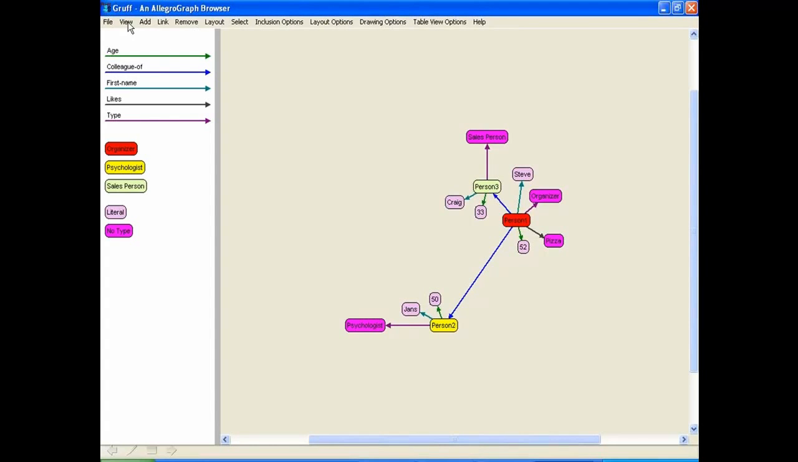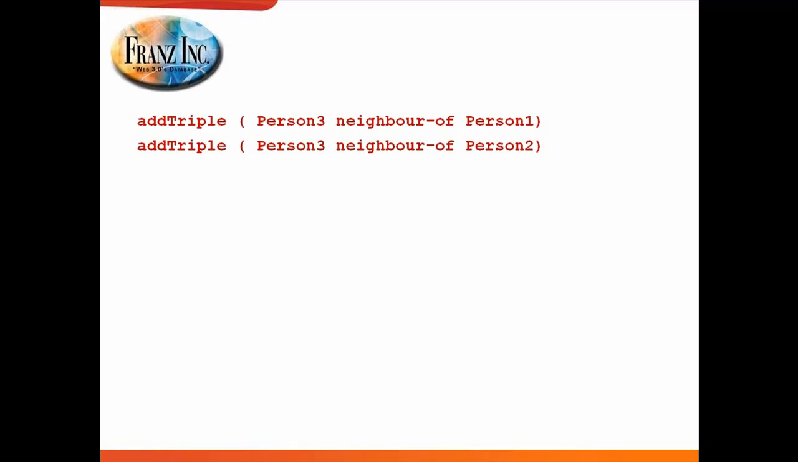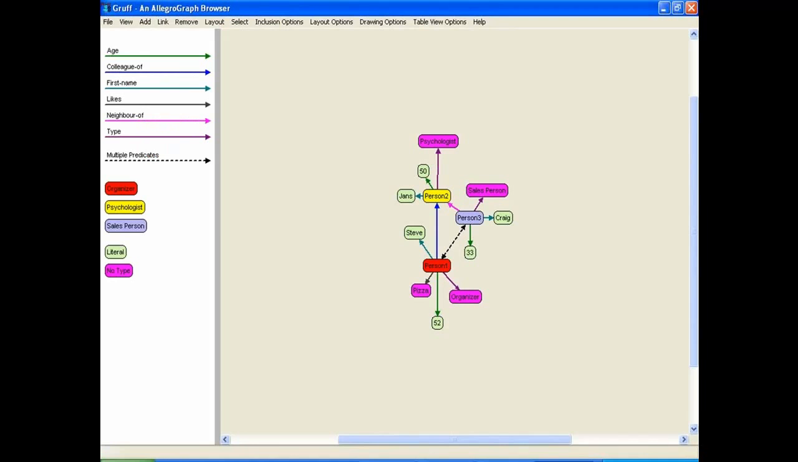So here you see our graph, which is our AllegroGraph browser. And what you see in here is the nodes that I created are the vertices, and then the edges are the links between the nodes. And on the left-hand side, you can see what the arrows mean. And you can just keep on adding data. Say another one-to-many relationship. Person 3 is a neighbor of person 1 and person 2. And now we see that there's some more relationships between person 1 and person 3.